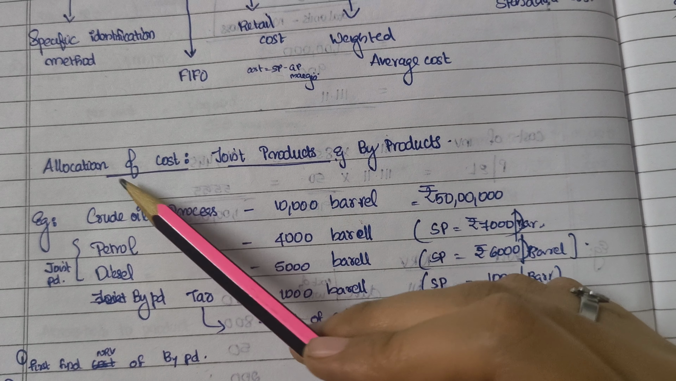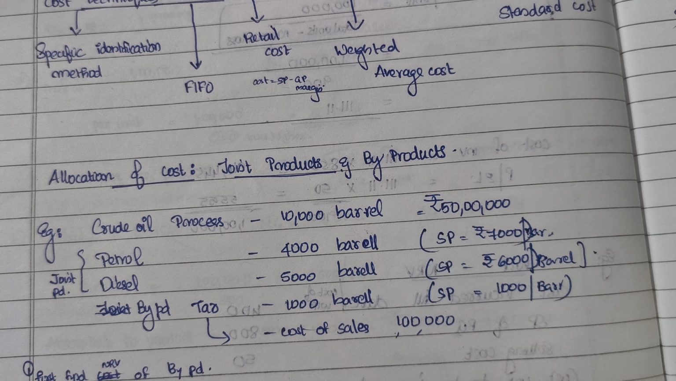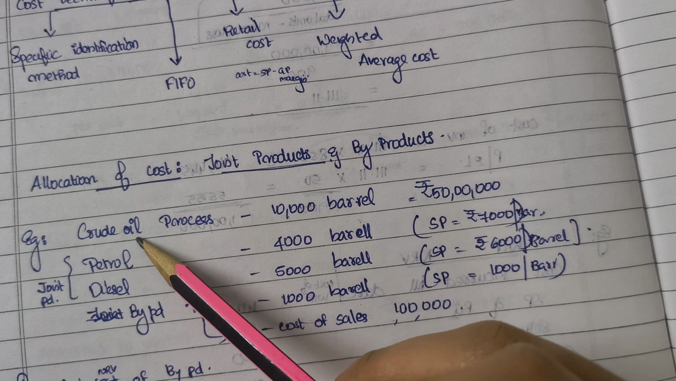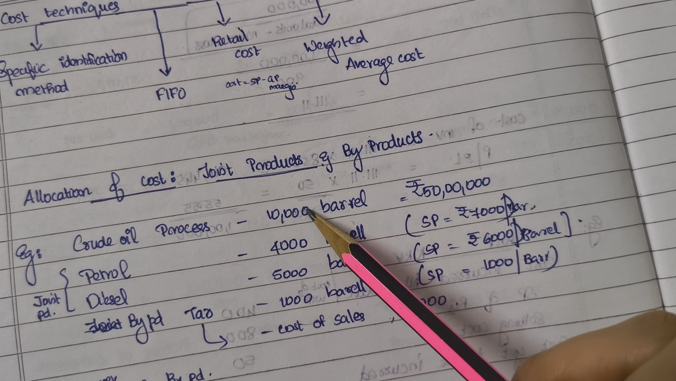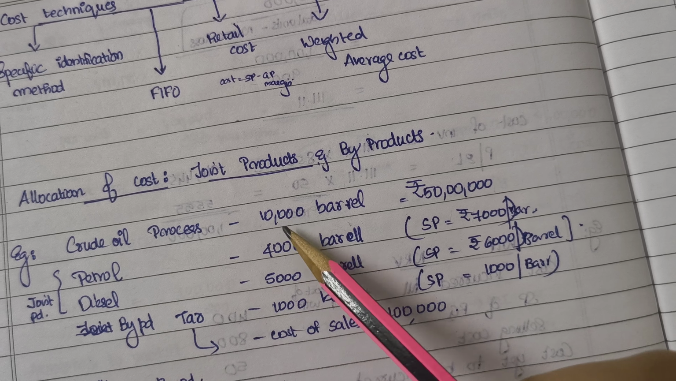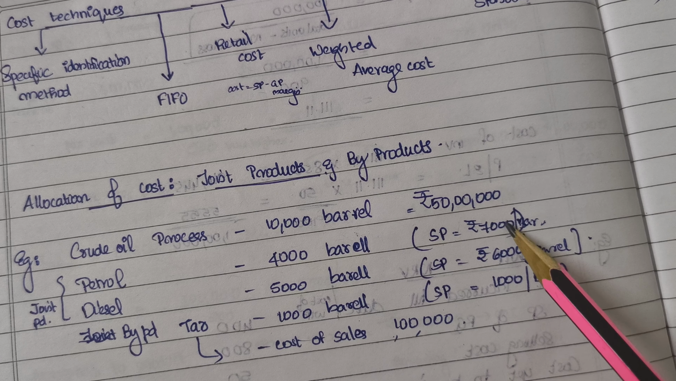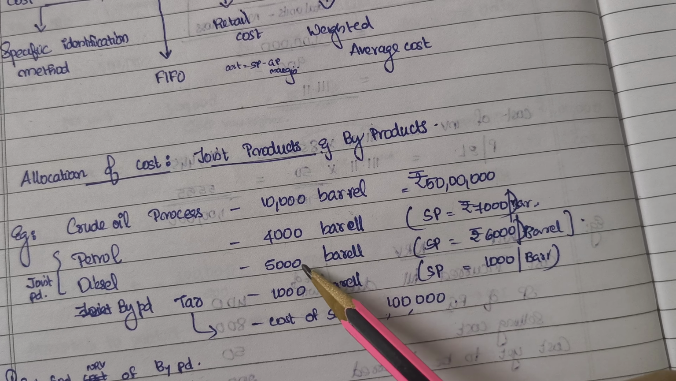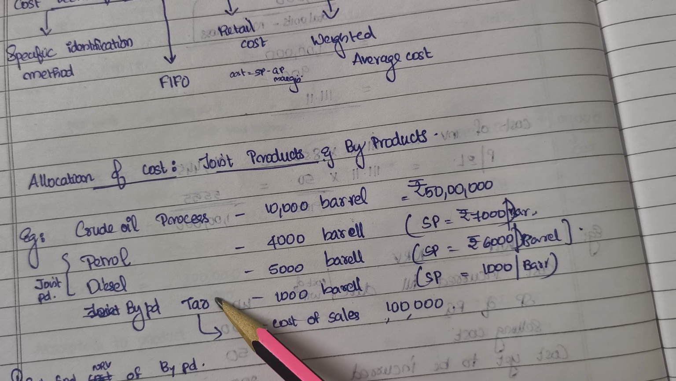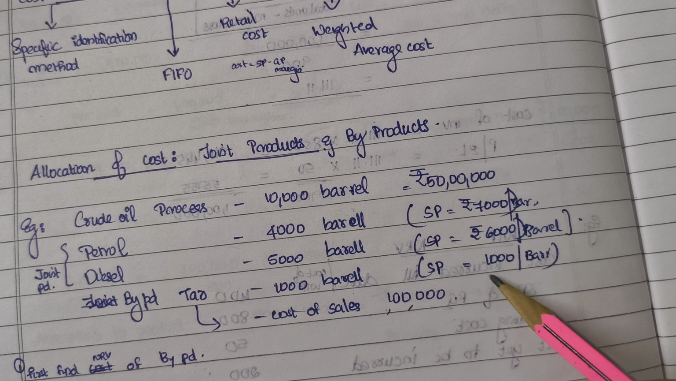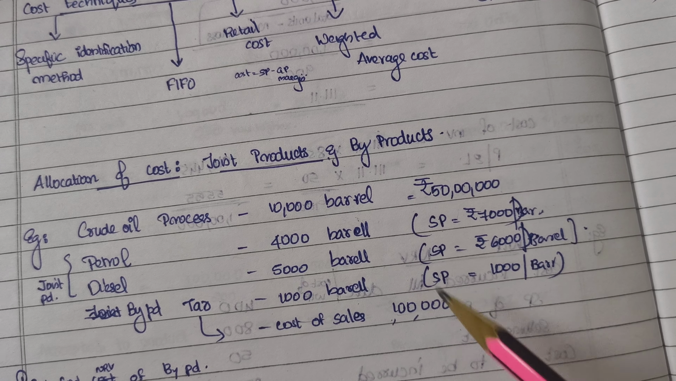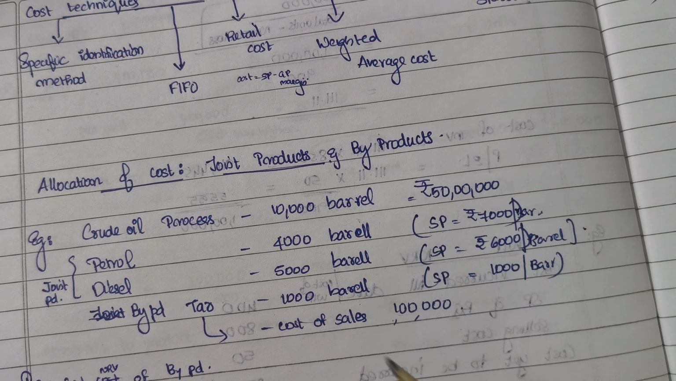Now let's see allocation of cost, joint products and byproducts. How will we allocate for joint products and byproducts? Example, the crude oil process: there are 10,000 barrels, rupees 50 lakh. Petrol and diesel are joint products. Petrol 4,000 barrels, selling price is 7,000 per barrel, and diesel 5,000 barrels, selling price is 6,000 per barrel, and the byproduct is tar, 1,000 barrels, selling price is 1,000 per barrel, and the cost of sale of tar is 1 lakh. Let's see how we will allocate for the joint products and byproduct.